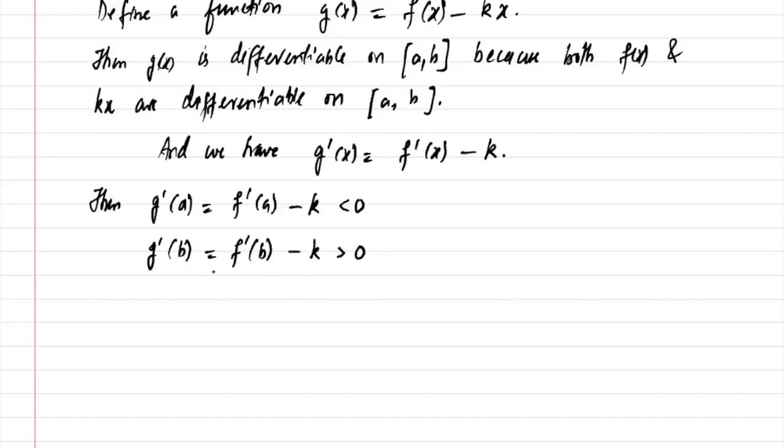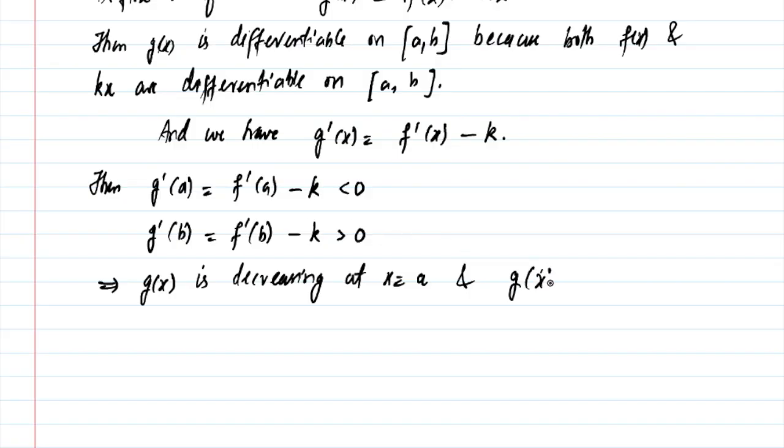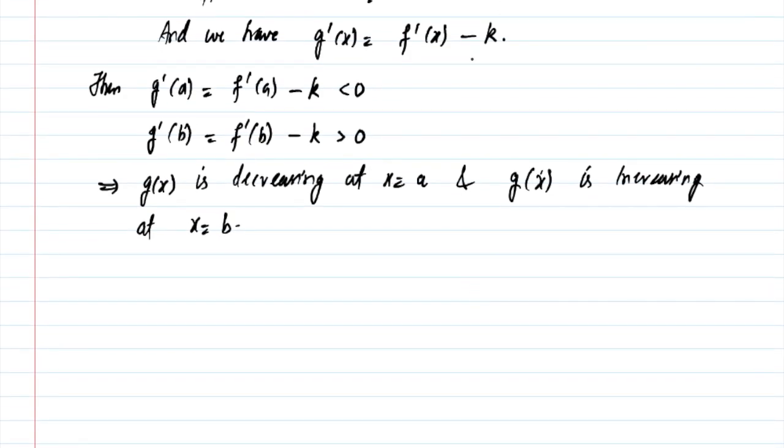This means that the function g of x is decreasing at x equal to a, and the function g of x is increasing at x equal to b. As g dash of a is negative, this implies g of x is decreasing at x equal to a, and as g dash of b is greater than 0, this means g of x is increasing at x equal to b. So we have a situation where the function is decreasing at x equal to a, so we can have this kind of a situation.